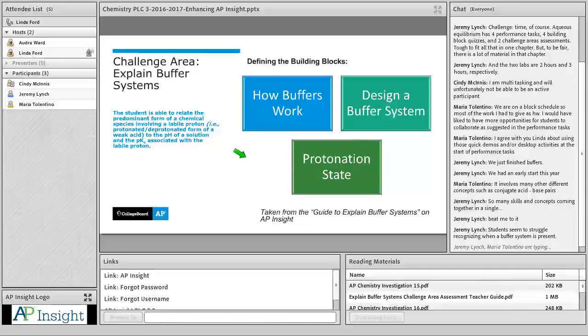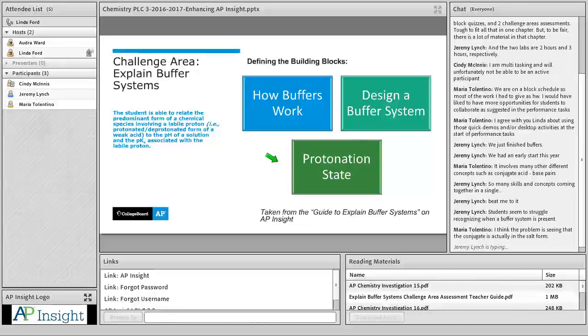And therefore, the building block that I used first, actually, among this sequence, is protonation state, because the first part of that performance task actually asks the students to explain a titration curve. And then from there, it asks them how an indicator works. So that fits in very nicely with my titration lab before I ever do a buffer lab.